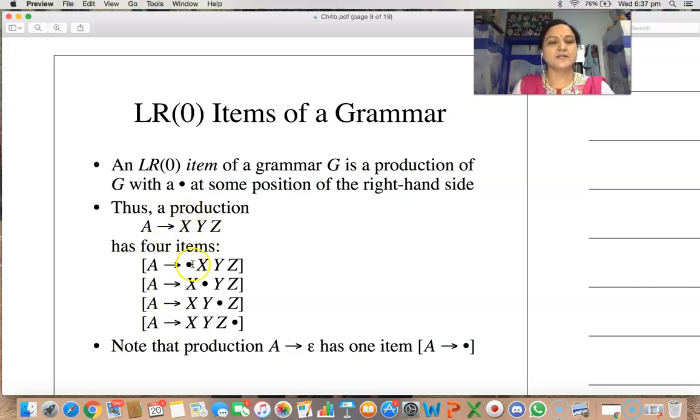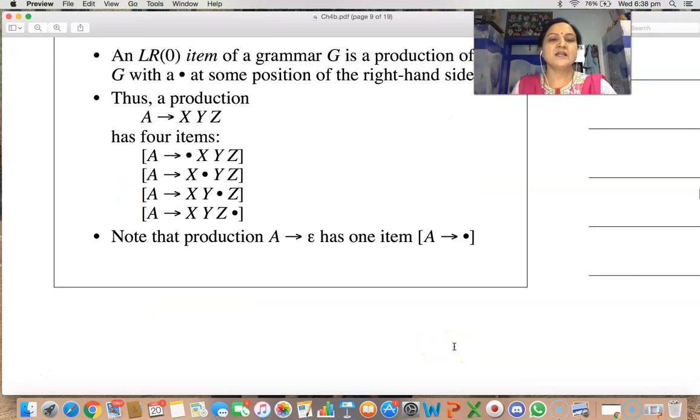A tends to XYZ. So initially dot is at the beginning, then XYZ means no production is yet read by the parser. Then A tends to X dot YZ means X is seen by the parser but YZ is yet to be seen. Next is XY is seen by the parser and Z is yet to be seen, and XYZ dot indicates that the whole production is read by the parser. And when there is a case that A tends to epsilon, that will be replaced by A tends to dot in the LR0 item.